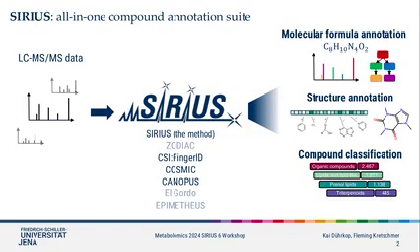So in general, SIRIUS is a software suite for the annotation of LC-MS-MS data. So the input data is LC-MS-MS data, and we annotate compounds in there with molecular formulas. We also annotate the fragment peaks of the MS-MS. We offer putative structure annotations and also compound classifications.